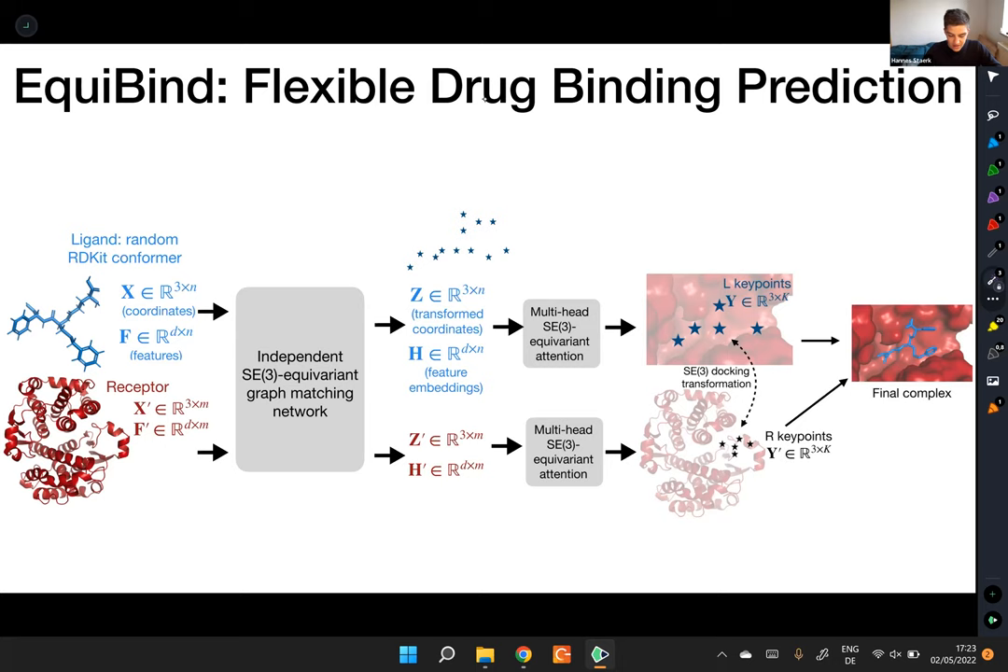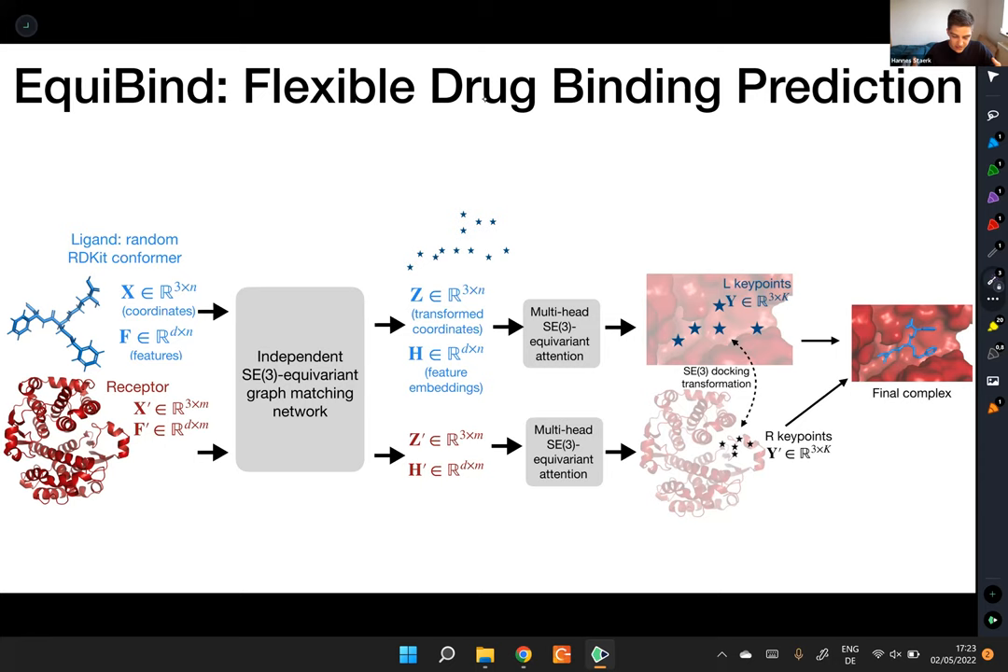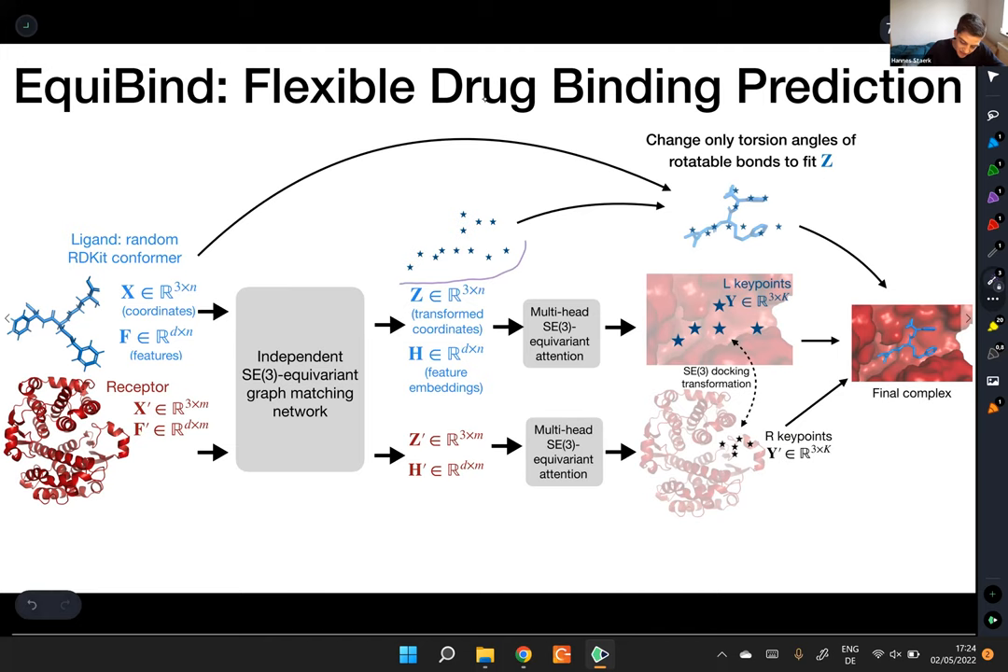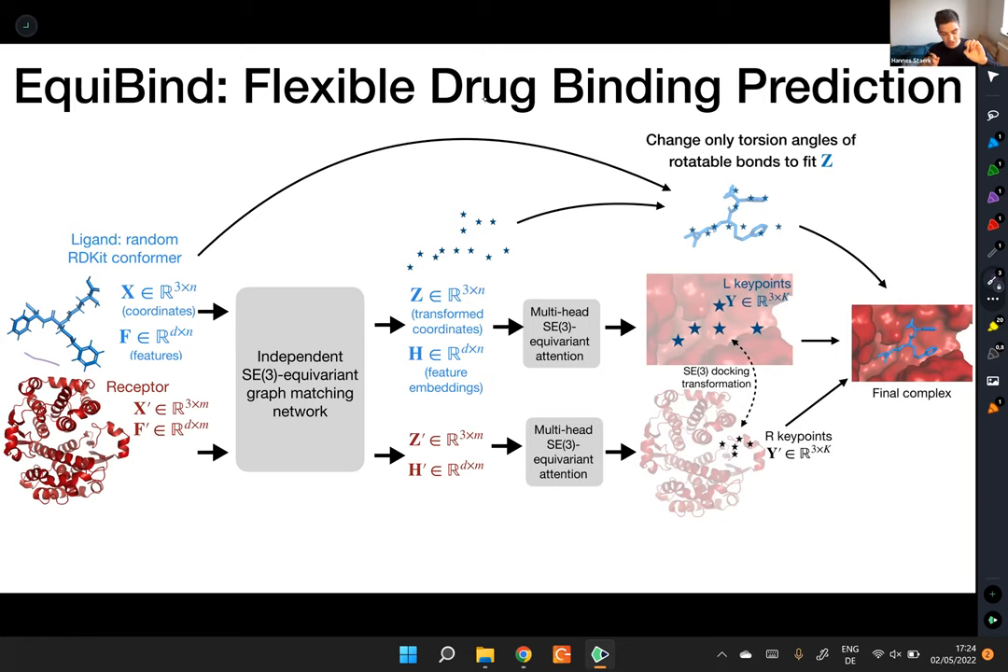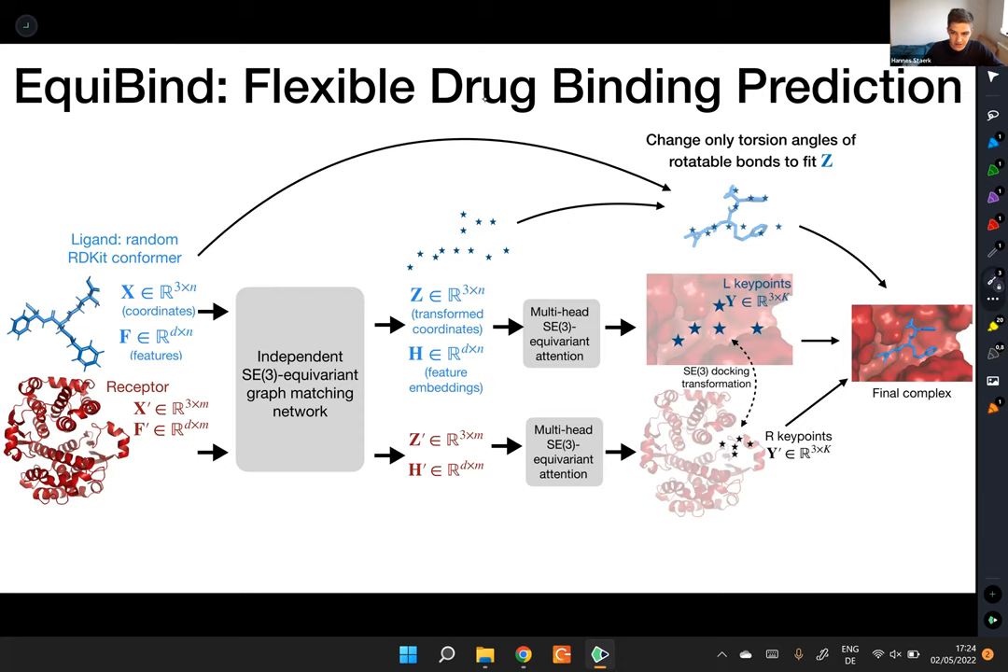But then the step where we get the final conformer of the ligand, because we don't just use this point cloud here, right? That can look very unrealistic, have unrealistic bond lengths and bond angles. The way we get the final conformation of the ligand is by taking these transformed coordinates and then changing the original ligand with the realistic bond lengths and bond angles by only changing its torsion angles to fit this transformed point cloud as closely as possible. And that's how we end up with the final conformation that we then actually put into the pocket with the rotation and translation.